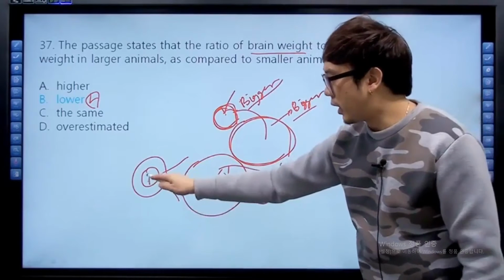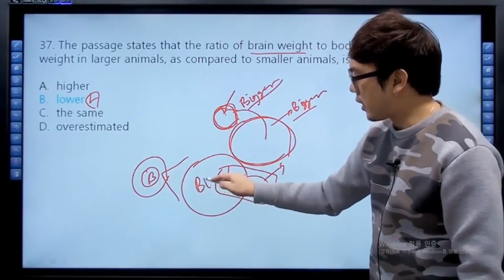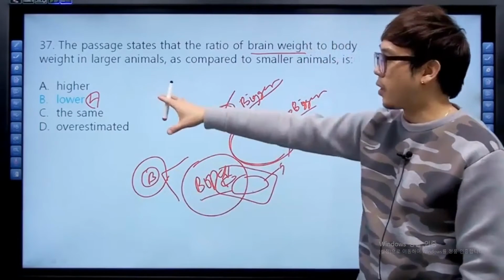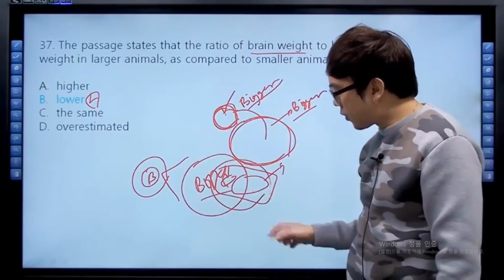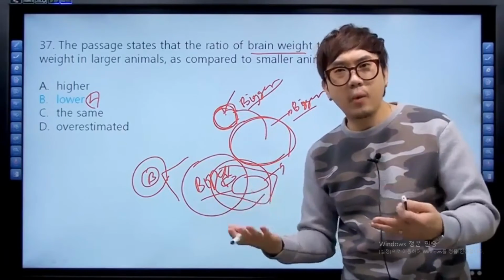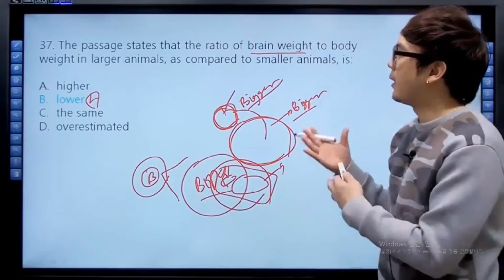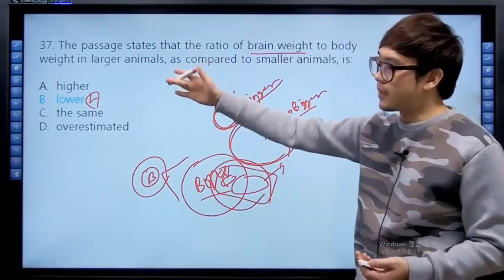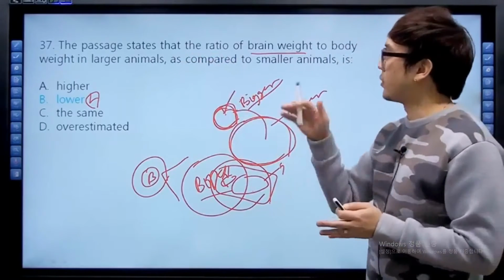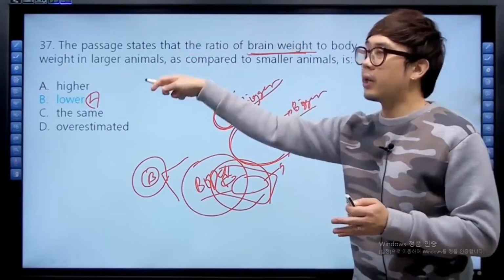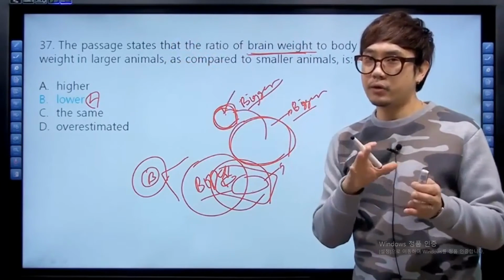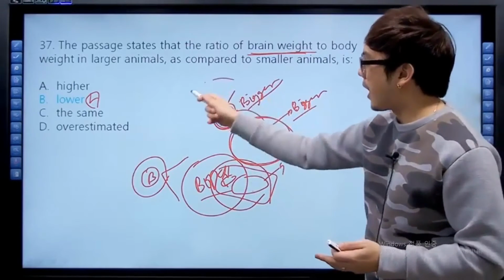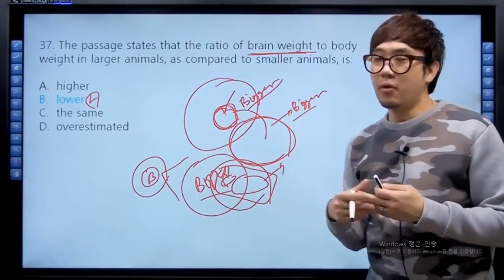If that's the brain and if that's the body, it will always be lower. That's what we're talking about. In the small animals as well, that's almost always the case, but in the larger animals, it's even more so. That's why we have to say it's lower. So it's the brain weight to the body weight of the larger animals. Is it lower? Is it higher? It's lower. If it's higher, then you have a bigger head than your body, right?